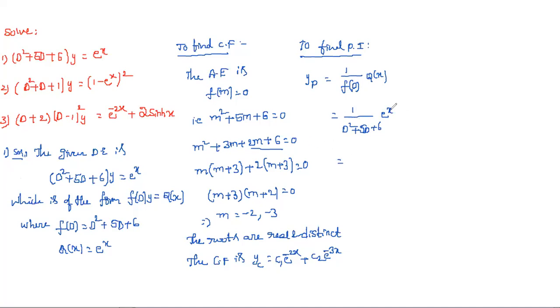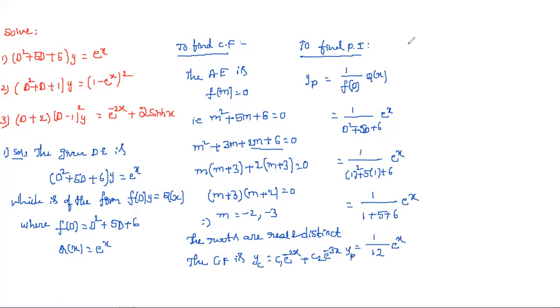And now here, what is the coefficient of x? The coefficient of x is 1. So for that, we simply substitute in place of D as 1. So 1 square plus 5 into 1 plus 6. 1 square is 1, 5 into 1 is 5, and 6, as this, e power x. So this is equal to 1 by 12 e power x. So here we didn't get any 0. So this is the particular integral.